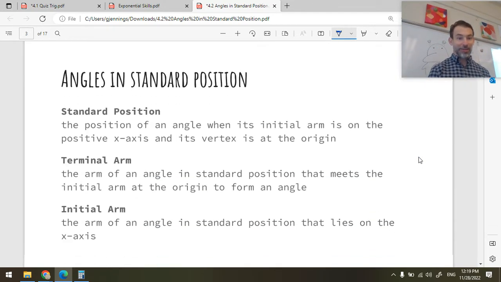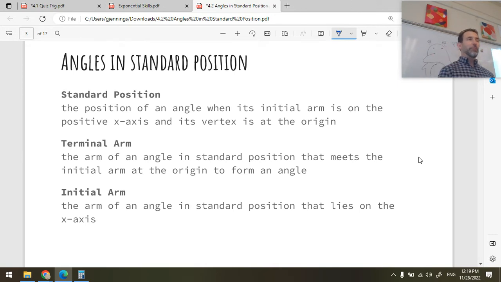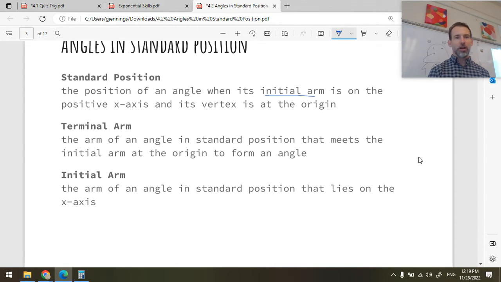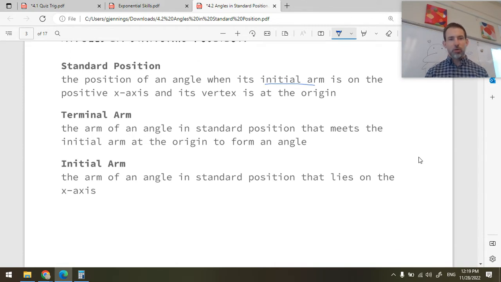Let's keep going. Here's some vocabulary for you. An angle in standard position has to do with where the initial arm and terminal arm are. So we need to understand what the terminal arm and the initial arm are. We're going to have angles away from the positive x-axis, and then we're going to have the angle there.